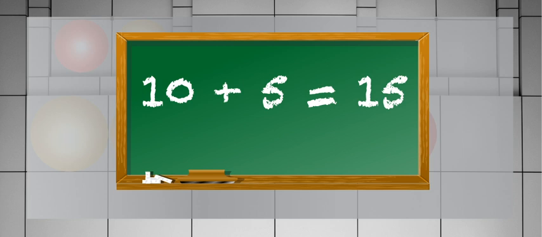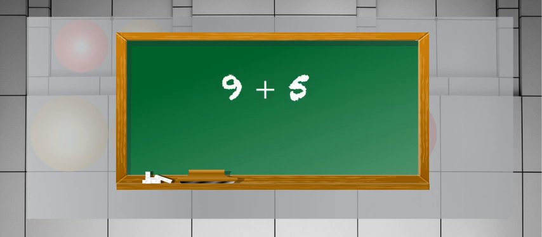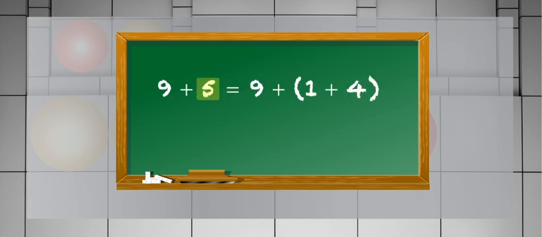But you aren't always adding with tens. This is where your number skills come in handy. You can rewrite numbers to make tens. Let's add 9 plus 5, but let's do it by making a 10. Here's how. Rewrite the 5 as 1 plus 4. So we get 9 plus 5 equals 9 plus 1 plus 4 in parentheses.